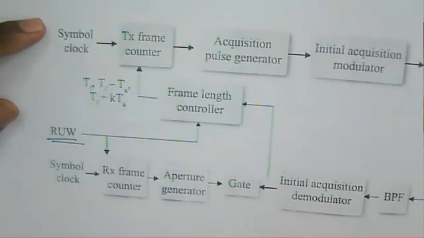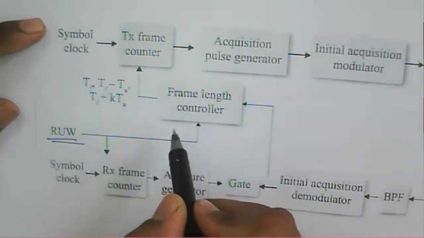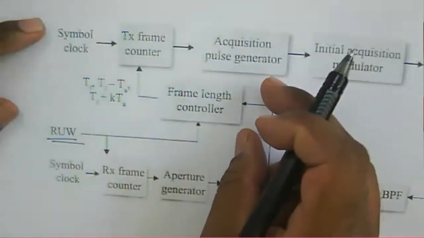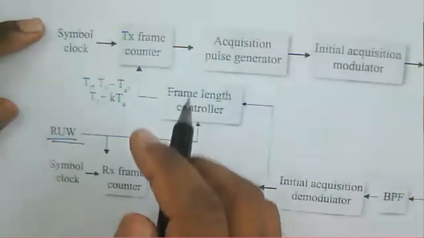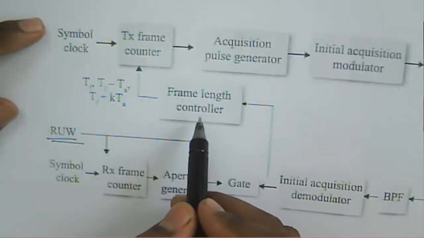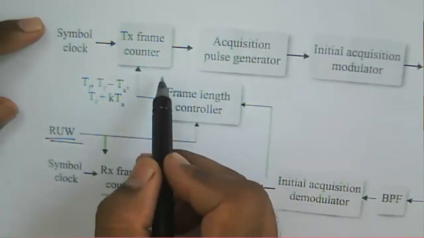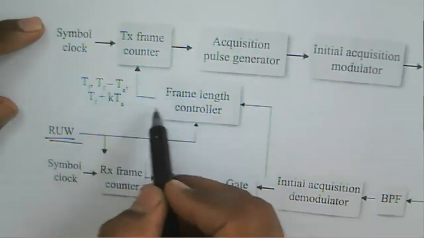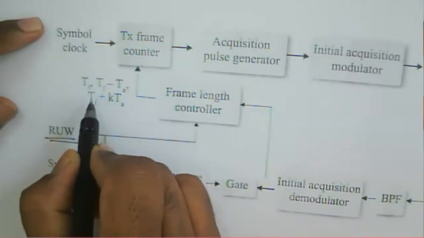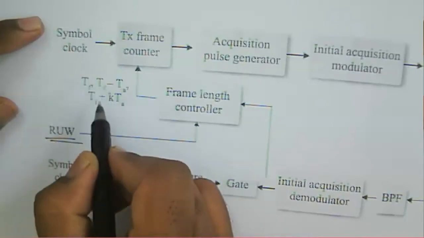it has a frame, and that frame length is calculated from this frame length controller, and that frame length controller is to generate the frame pulse that will have a period of TF, TF minus TA, TF plus KT seconds.